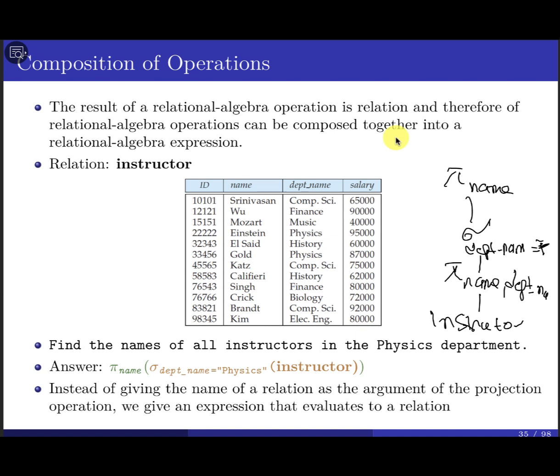Does this one work or not? Yes, no? What do you think? I start with an instructor, project the name and the department name, okay? Select the department name equal physics. Then, after that, project the name. Can I do this one? Yeah, perfectly. It's fine. We can do it.